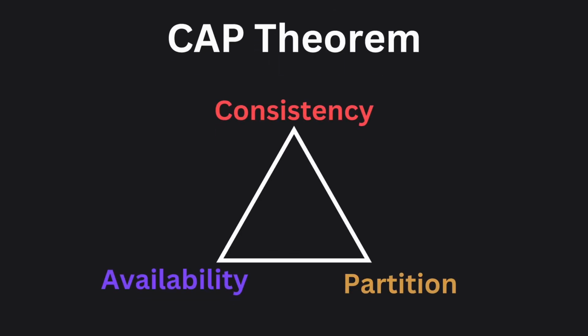In all cases, you should remember the CAP theorem, which states that you can only have two of these three: consistency, availability, and partition tolerance. When designing a system, you should prioritize two of these based on the requirements that you have given in the interview.